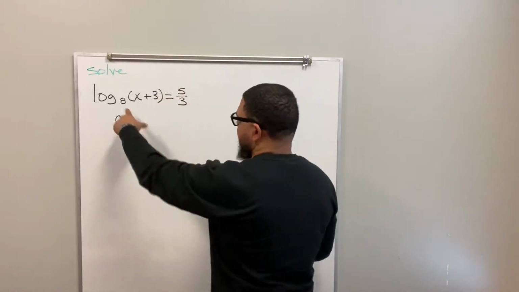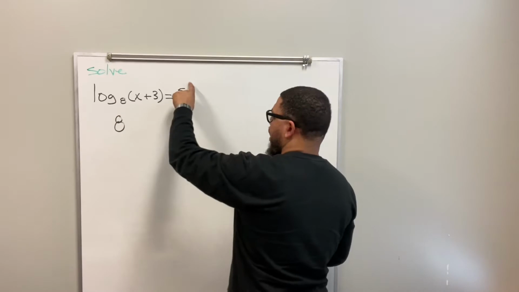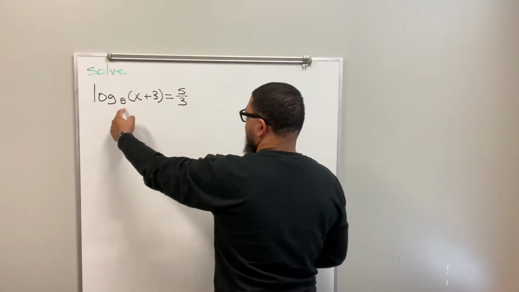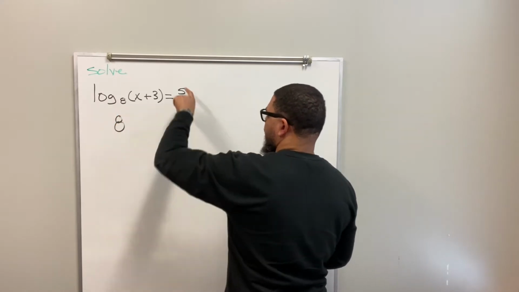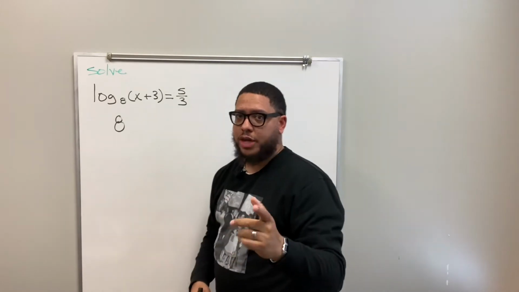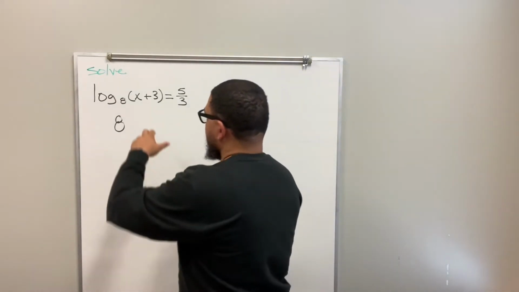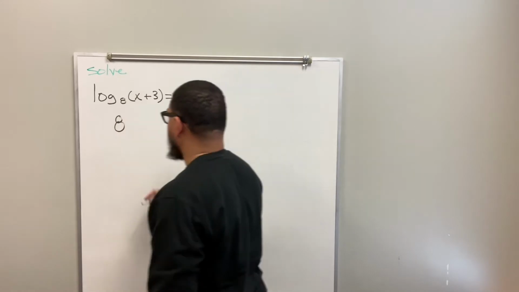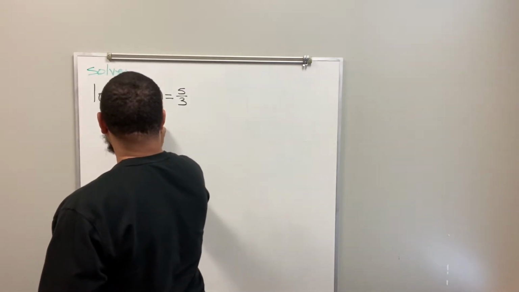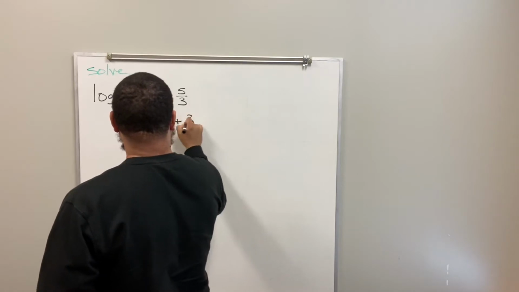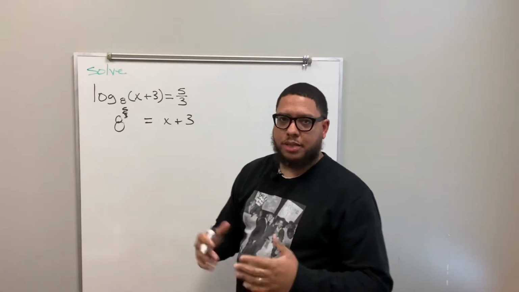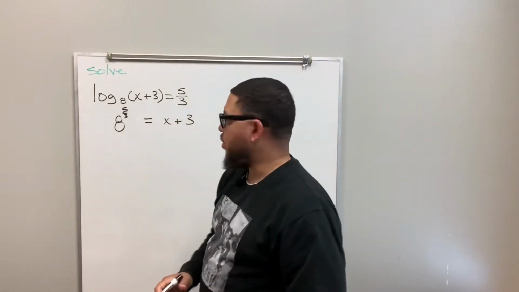So what this means is that this number raised to this power is equal to this right here, the argument. So this number, which is 8 in this case, raised to this power, 5/3, and don't worry, an exponent can be a fraction, we're going to break that down too, is equal to this expression right here. So we got 8 to the 5/3 power is equal to x plus 3. All right, so now that looks a little bit more familiar, a little bit more like some things that we might be used to from Algebra 1 or Algebra 2.